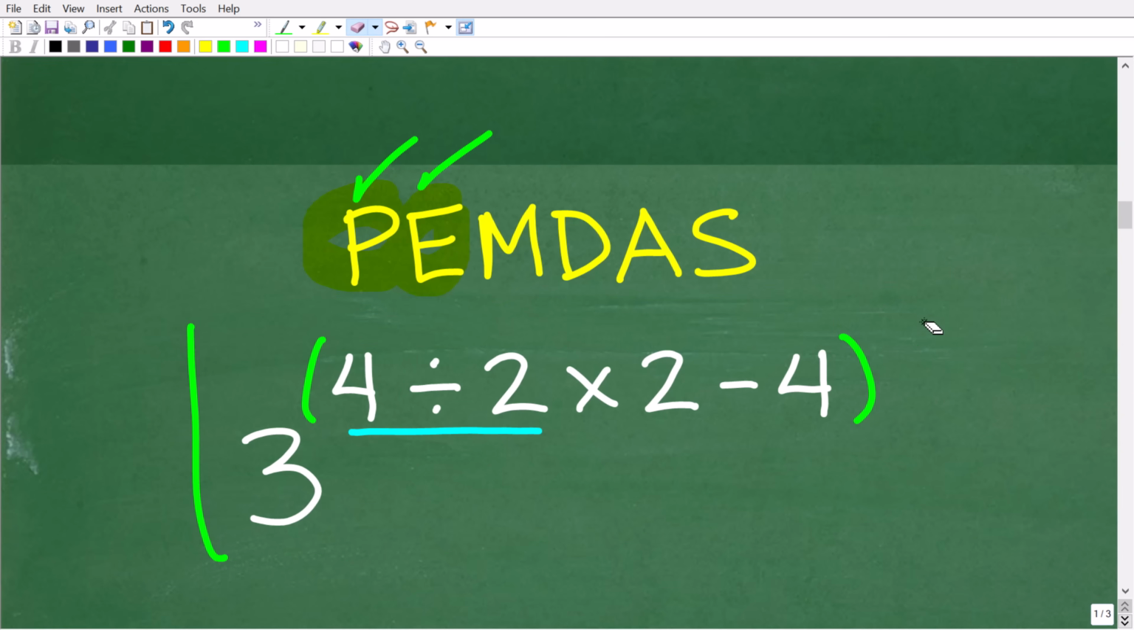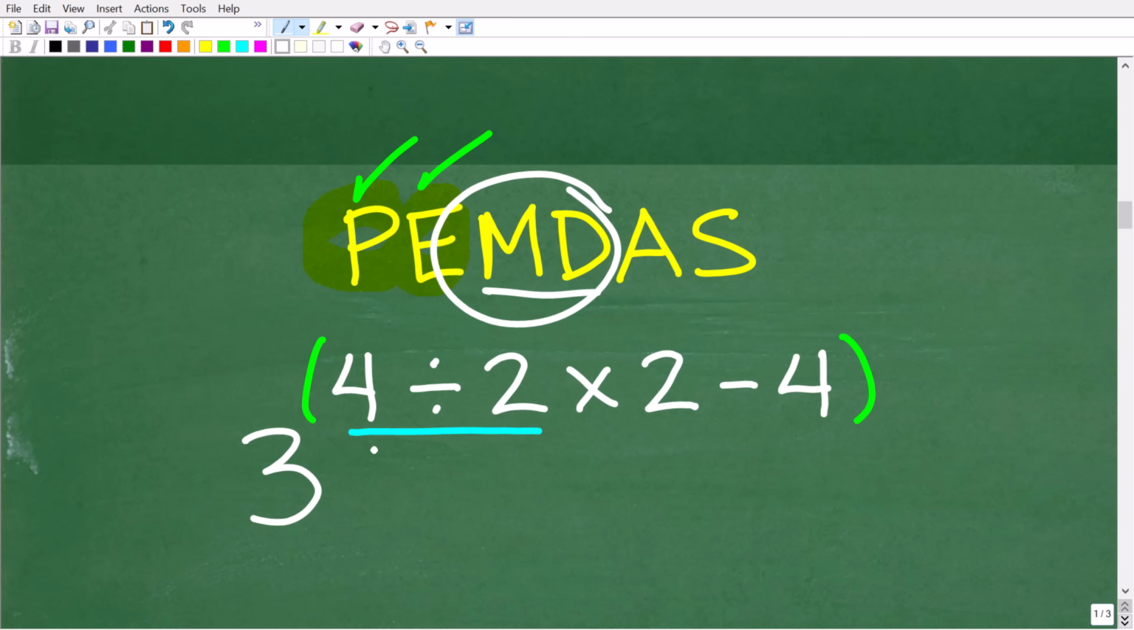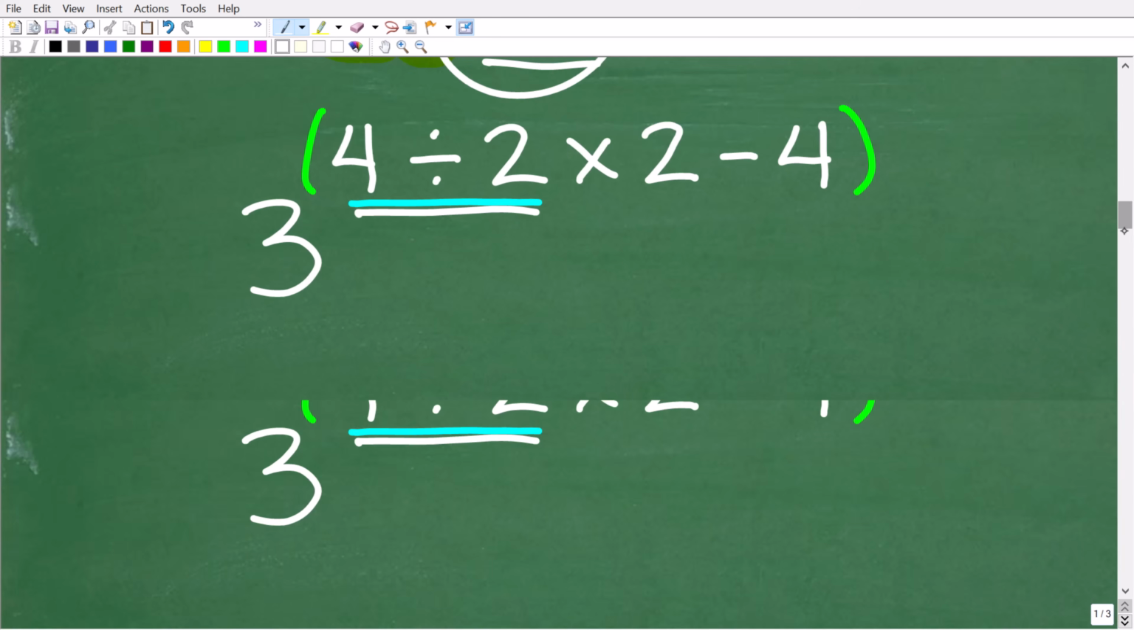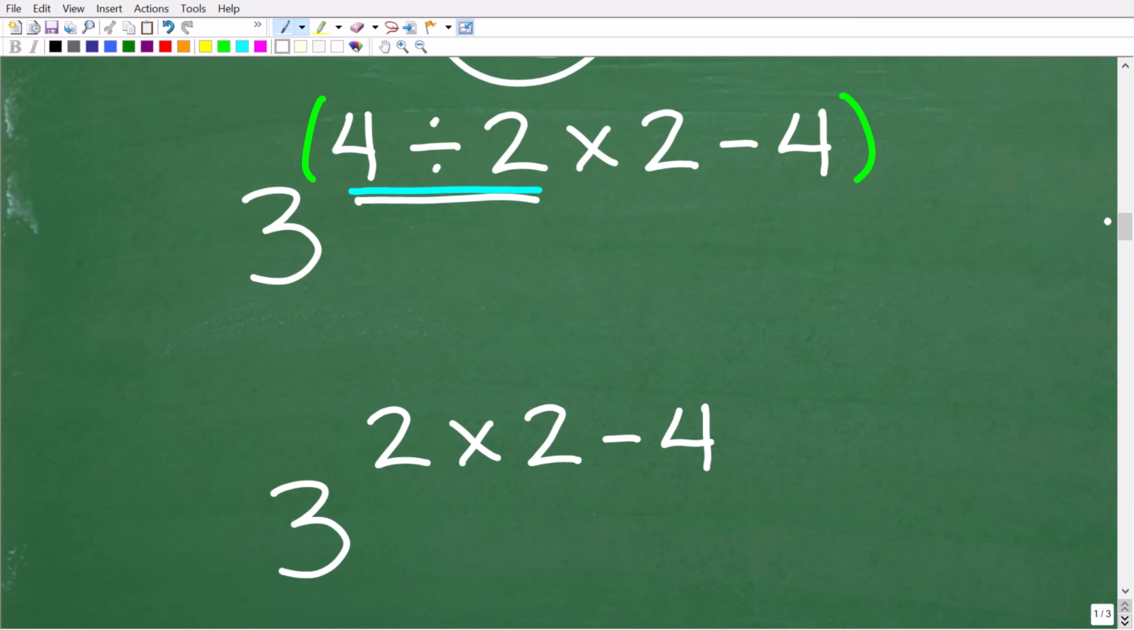All right, so now we need to take a look at our M and D and ask ourselves, do we have any multiplication and division? So we're going to scan the problem, and here we have division, here we have multiplication. What do we see first from left to right? Well, we see division first. Obviously, you can see I have it underlined, so this is our first step. Okay, so 4 divided by 2, we're talking about basic math here. That, of course, is 2. All right, so now our problem is 3 to the 2 times 2 minus 4 power.